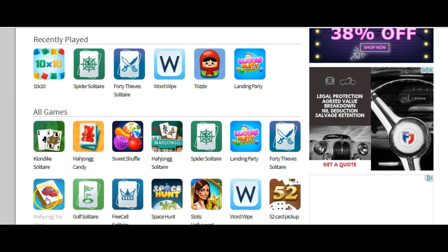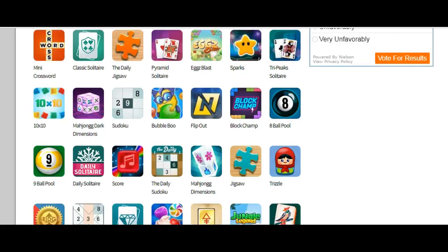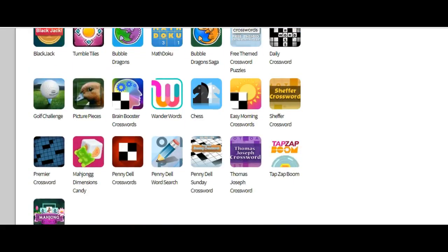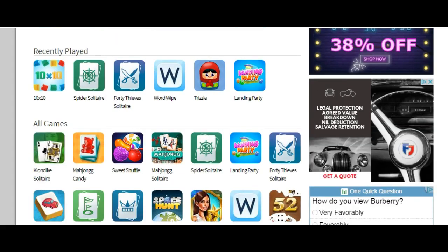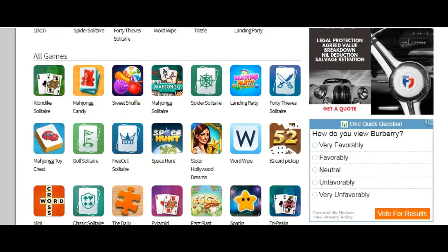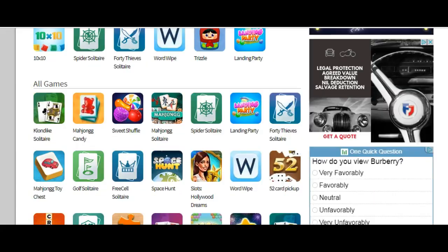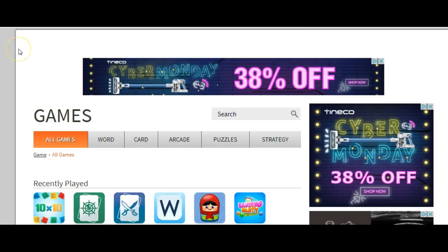So these are all the different games that are available. There are quite a list, as you can see, and I do have some favourites. At the minute, I'm quite addicted to 10 by 10, which is a bit like a Tetris game, and I love Landing Party as well, and Trizzle. Yeah, there's lots of different ones, and as I said, if you enjoy playing games, it's mostly all the little casual games that you can play on here, but you might as well do that to actually earn some cash.